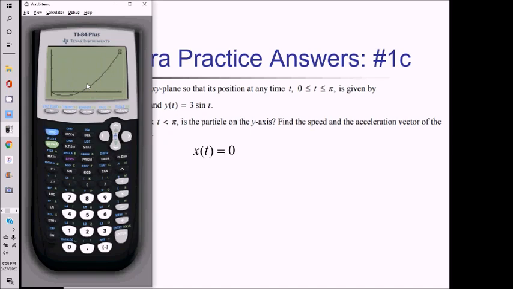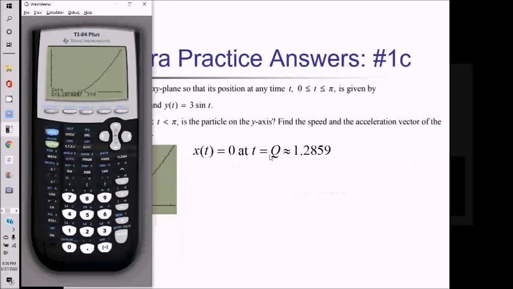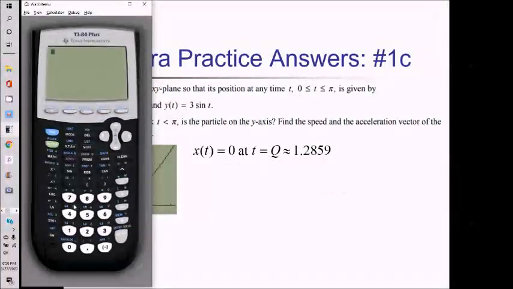Do second trace zeros, and then let's go a little bit to the left of that. I think I'm to the left. Press enter, and let's press enter a little bit to the right. Press enter one more time. So that's about 1.2859, and I'm going to name that number q, just so I can refer to that more easily. So let me go back, and I will immediately store that on my calculator. So store, we'll go alpha q, or whatever letter you want.